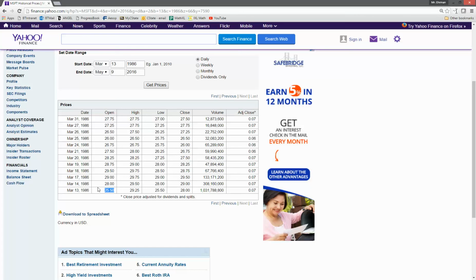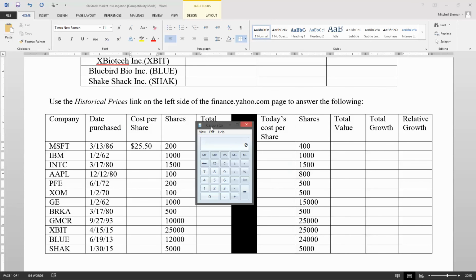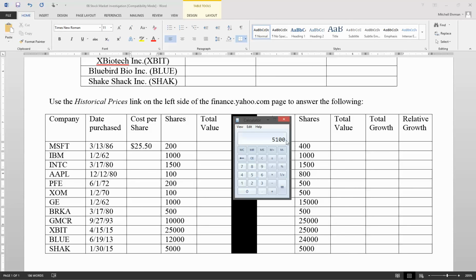So at opening in 1986, it was $25.50 per share. And with the basic calculator, we can find the total value. The total value, of course, is the price per share times the number of shares that we purchased. That's $5,100.